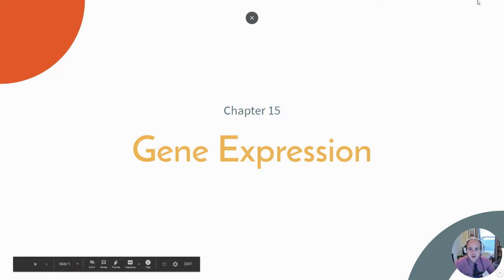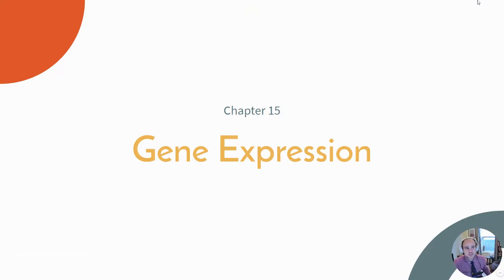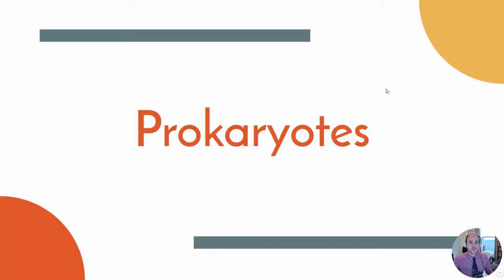Welcome, AP Biology, to our Chapter 15 discussion on gene expression and gene regulation. We're going to be breaking up our talk into two major sections for prokaryotic cells and eukaryotic cells because they're going to differ quite a bit. So let's start off with prokaryotes, so our bacteria and archaea.